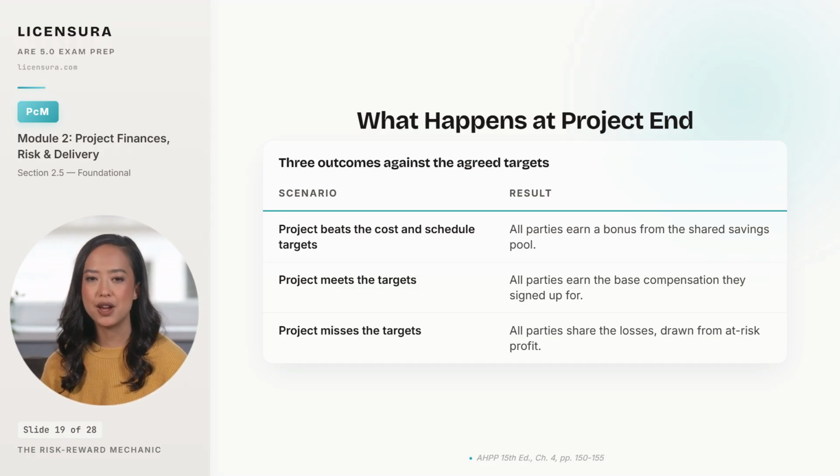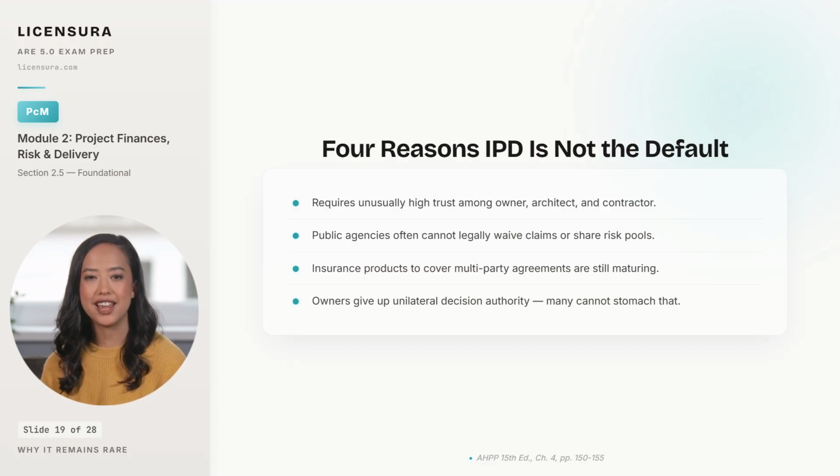Given all of those advantages, you would expect IPD to be everywhere by now. But in practice, it remains rare, and the exam will want you to understand why. 4 reasons IPD has not displaced design build or CMAR as the default for complex projects. First, it requires an unusual level of trust among the 3 parties, owner, architect, and contractor, that is hard to manufacture, especially when the team is being assembled for the first time. Most successful IPD projects involve parties that have worked together before.